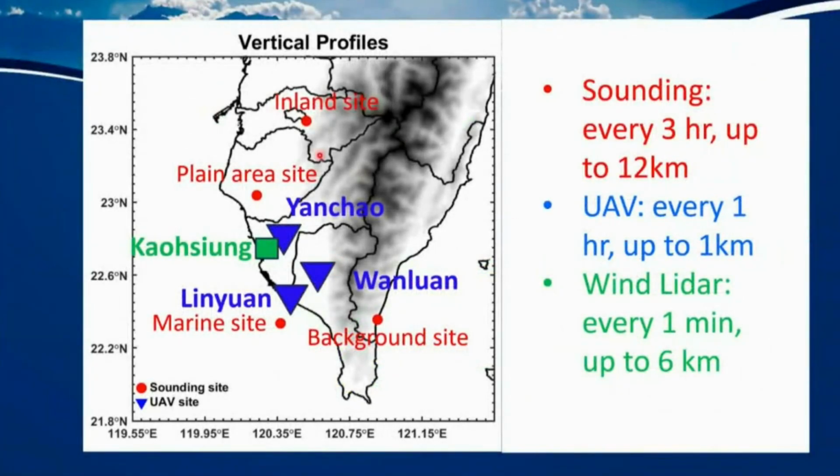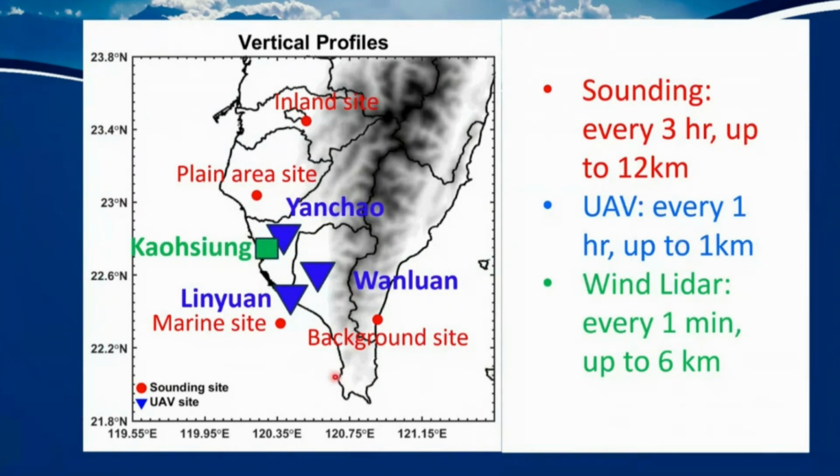So this is our deployment map. All the red dots are the sounding stations. In this field campaign, we have 4 sounding stations outside of the domain, and the main area where we deployed the UAV is the blue triangle, and the green is the LiDAR.